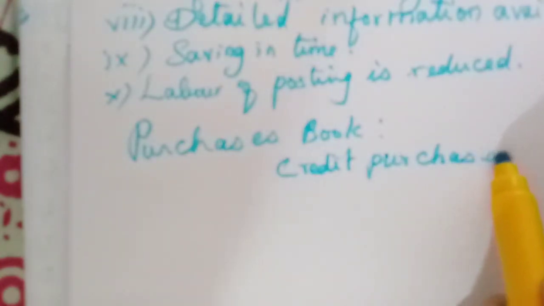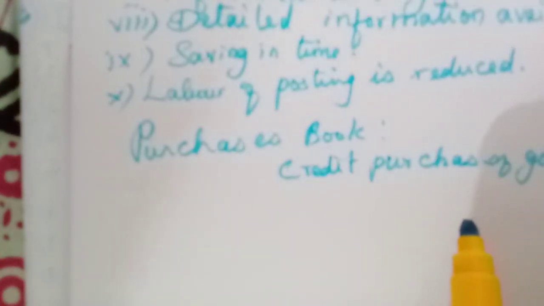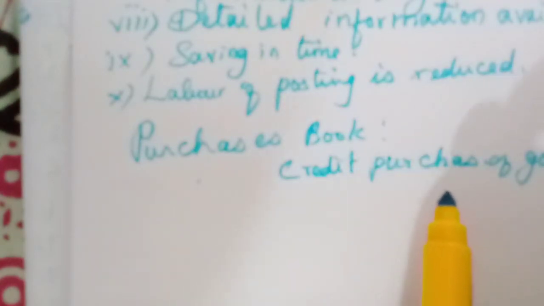Only the credit purchases of goods, not assets. Only the credit purchases of goods are entered. So, if we look into this purchases book, we will come to know how much purchases we have made on credit. But cash purchases we will enter only in the cash book.